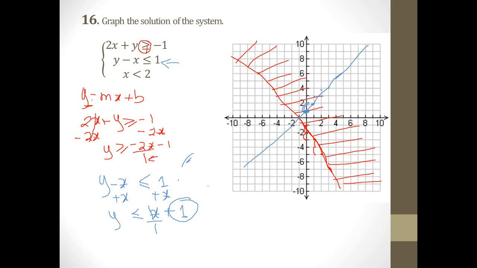Okay. So it's less or equal. So that means I shade below the line.